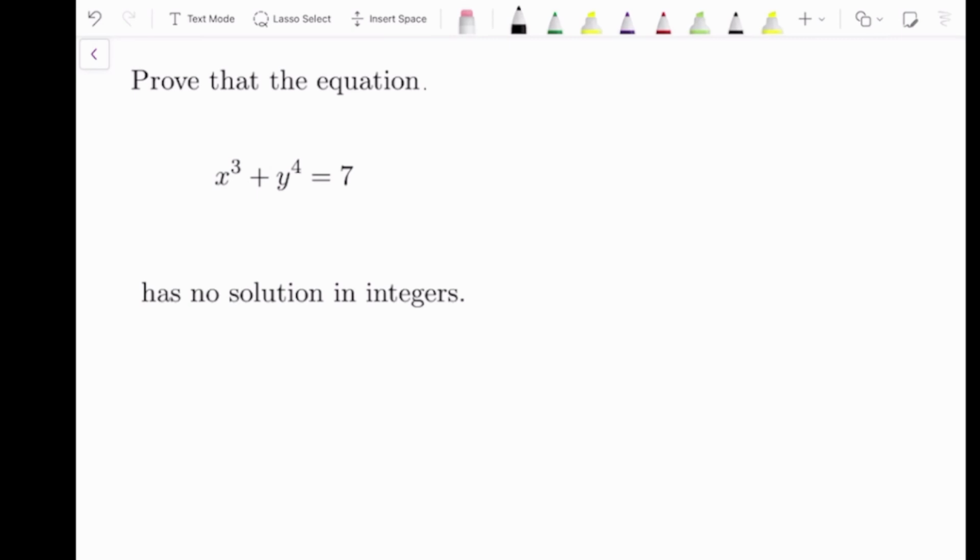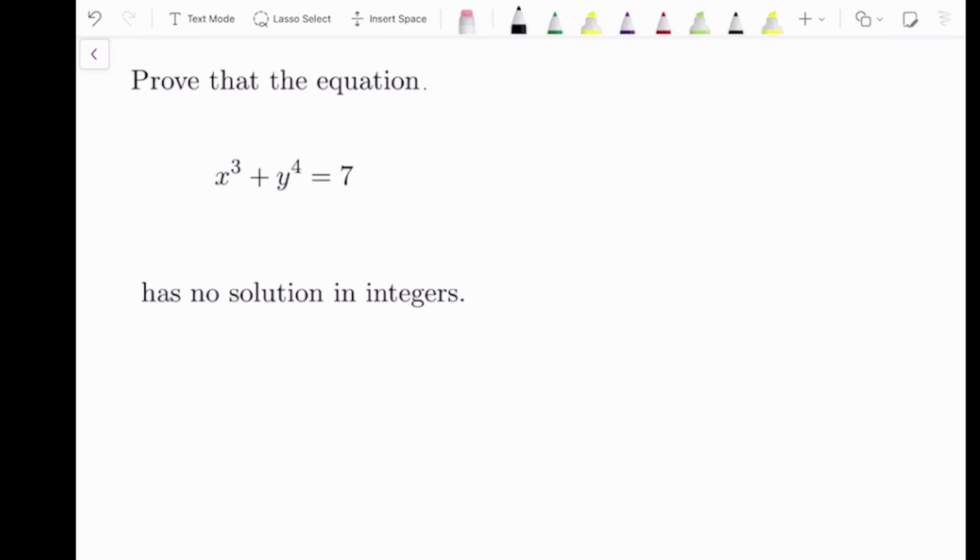And a very simple approach would be the following. Let's look into the problem first. We need to prove that the equation x to the power of 3 plus y to the power of 4 equals 7 has no solutions in integers.